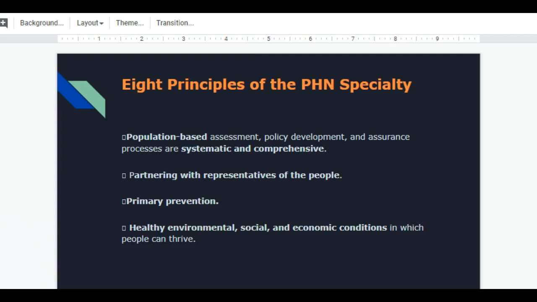I like this one. This is incredibly important. So nurses do not do assessments without including the people they're assessing. We don't look at a vulnerable population and not ask the population what their life is like, what their reality is like, how they are living in community. So let's say that again. All processes include partnering with representatives of the people.